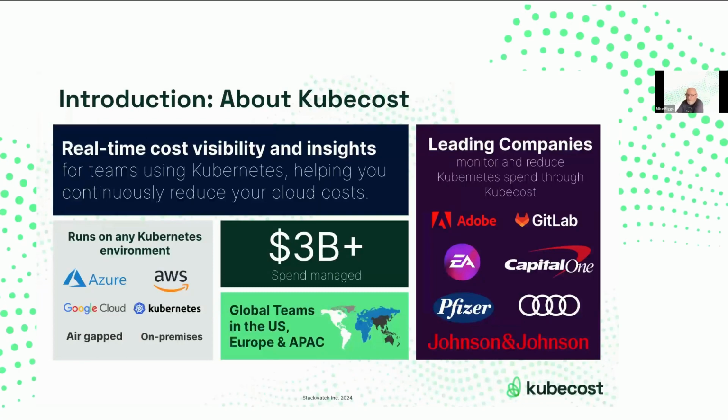We can run in Azure, AWS, all the big hyperscaler clouds. We can run in your on-premise environment. We can run in air-gapped environments. We have teams across the US, Europe, APAC, and currently we're managing about $3 billion in cloud spend. So again, these are all organizations that are looking to untangle their cloud bills. They want to take advantage of optimization opportunities, and they're also looking to hold their teams accountable for those costs that are being incurred in that public cloud. So, a little bit about CubeCost.